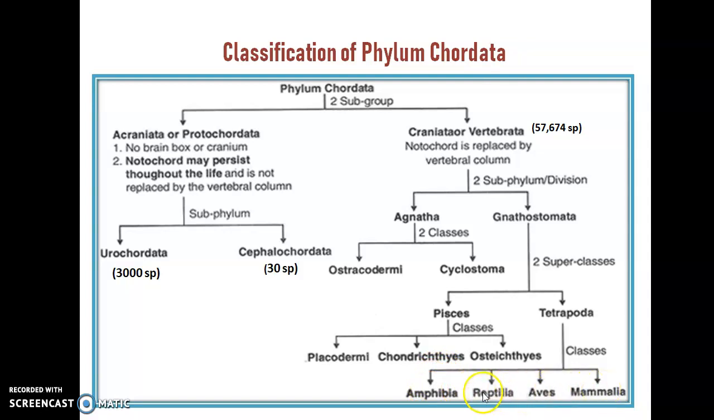I hope you understood the examples coming under each class. In Amphibia, frogs and toads; in Reptilia, lizards, snakes, crocodiles, etc.; then Aves, that is birds mainly; and then Mammals, most of the advanced mammals. So this is the classification of phylum Chordata.